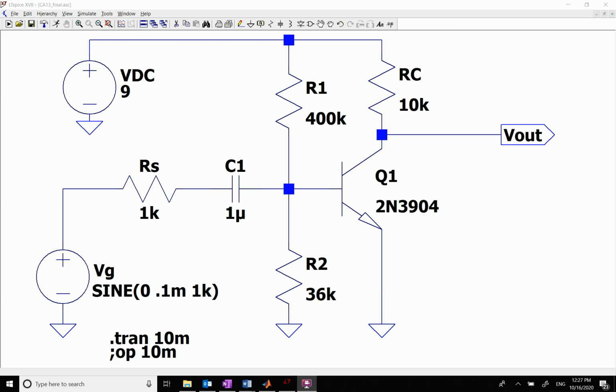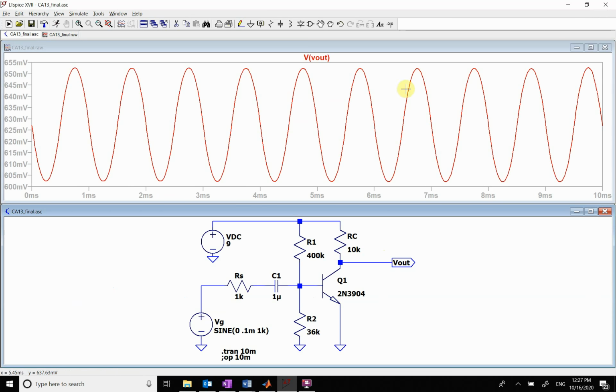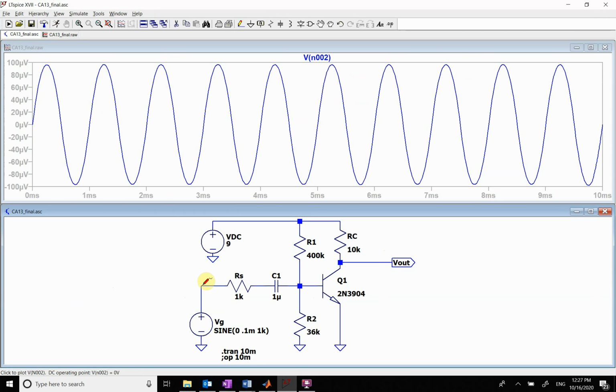Okay, in this video, I want to talk about numerics problems with LTspice. So here is just a simple common emitter amplifier. So we can run this, and you see we get a sinusoidal output from a sinusoidal input.